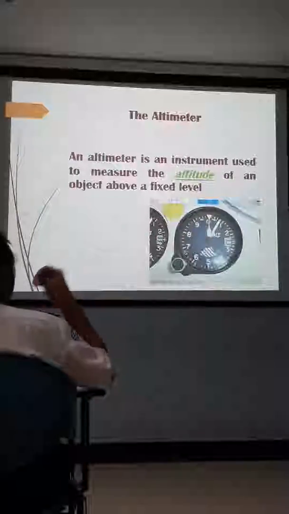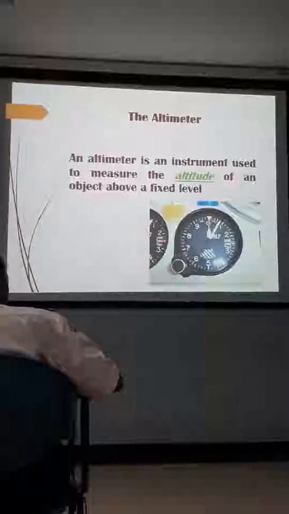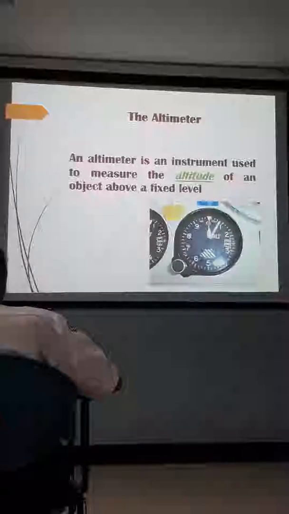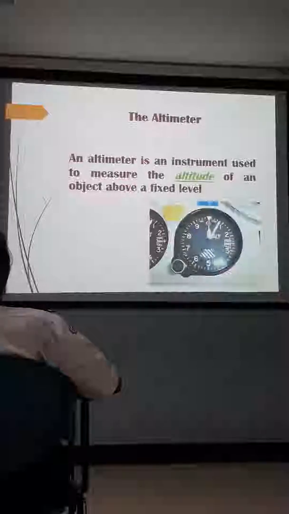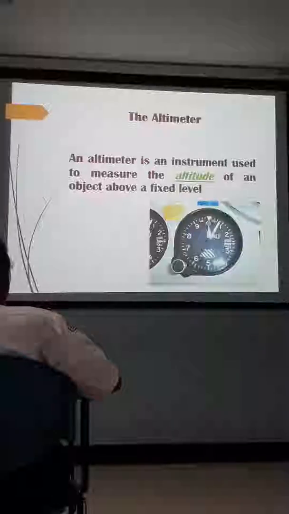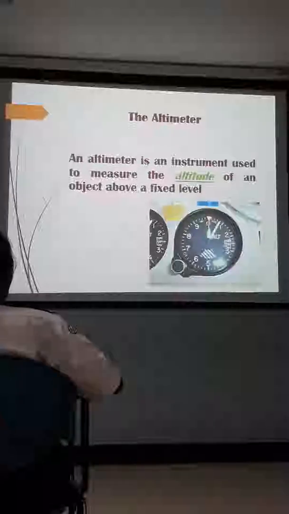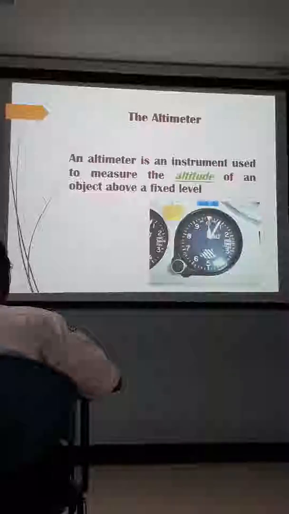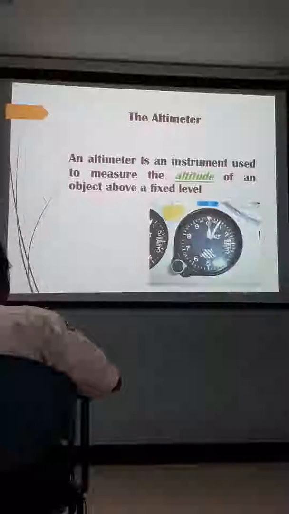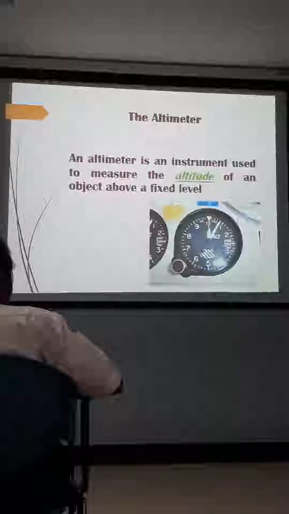Last one, the altimeter. An altimeter is an instrument used to measure the altitudes of objects above a fixed level. Class, I want you to change the words fixed level to sea level. So you know what it means, above sea level, because altitude means height above sea level. Measurement, can you guess the measurement? Feet.